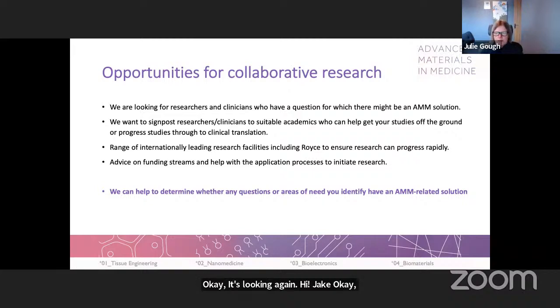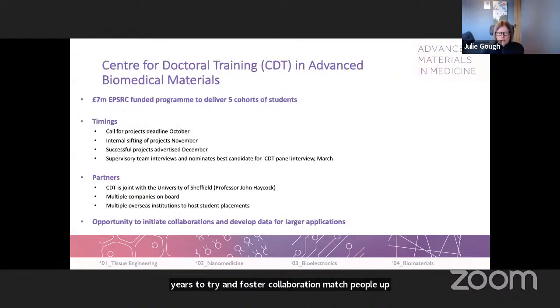Okay, so yes, we're open to a lot of collaboration. Like Steve said, we've set up many workshops over the past couple of years to try and foster collaboration, match people up and get some funding opportunities off the ground. One example of an opportunity is our Centre for Doctoral Training in Advanced Biomedical Materials. So this is funded by the EPSRC, and this is to recruit around 54 students over 5 years to do a 4-year programme of study for their PhD.